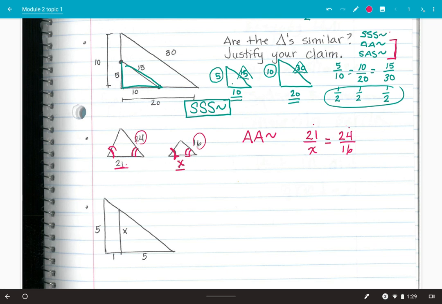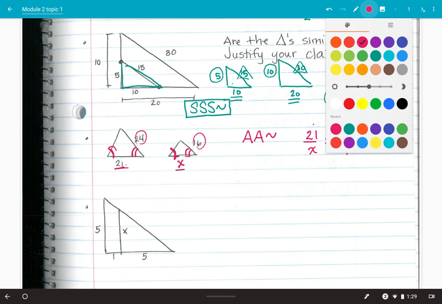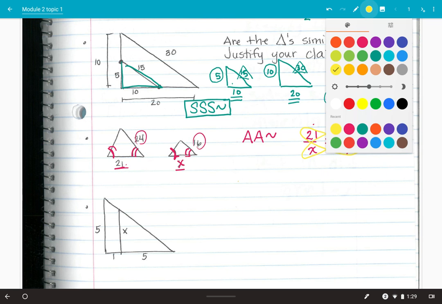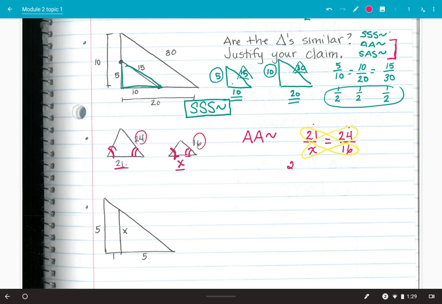So I would definitely have a calculator ahead with you. And hopefully you remembered cross multiplying. I'm going to multiply these two together and set it equal to those two. Okay, so I'm going to get 24x equals 21 times 16. I am using my calculator. And then you're just solving for x. I'm going to divide by 24, and I'm going to get 14. So x equals 14.